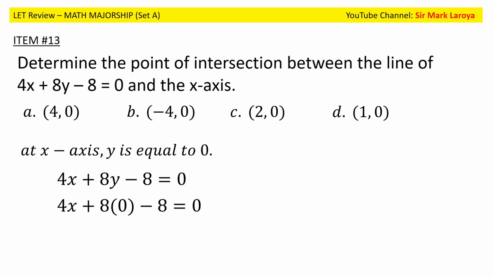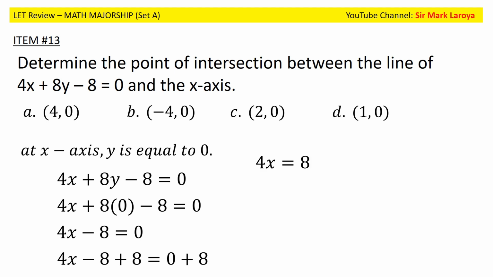So our equation 4x plus 8y minus 8 equals 0 will now become 4x plus 8 times 0 minus 8 equals 0. So this will give us simply 4x minus 8 equals 0. So nawala na yung variable ng y, hahanapin lang natin yung value ni x. So we add 8 on both sides of the equation para malipat yung ating constant sa right side. So this becomes now 4x minus 8 plus 8 equals 0 plus 8. So that is simply 4x equals 8.